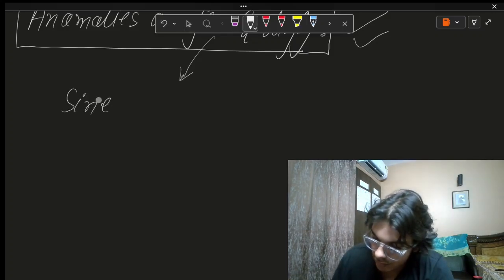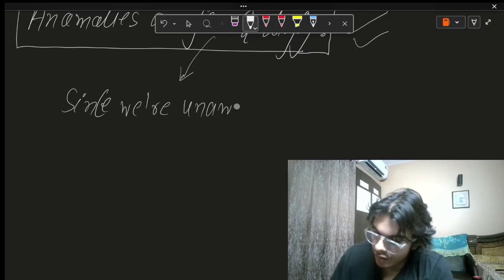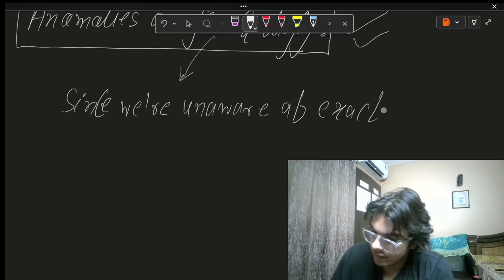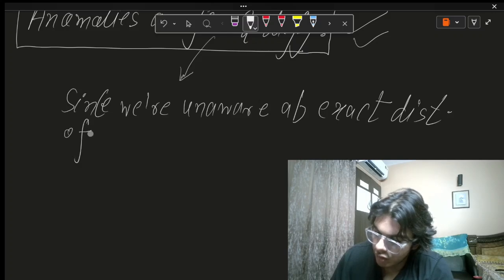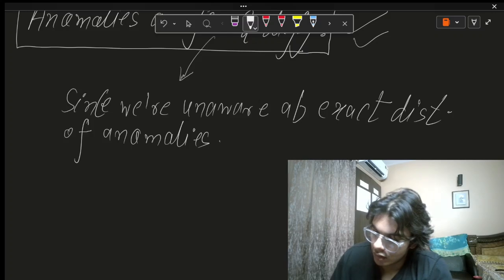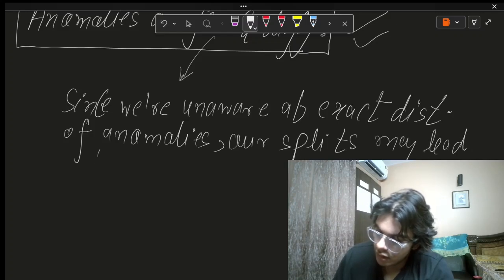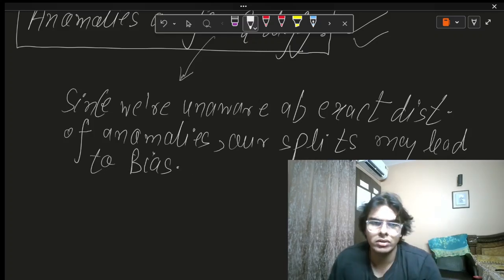Since we are unaware about the exact distribution of anomalies, our splits may lead to bias. Okay, so this is a very typical point.